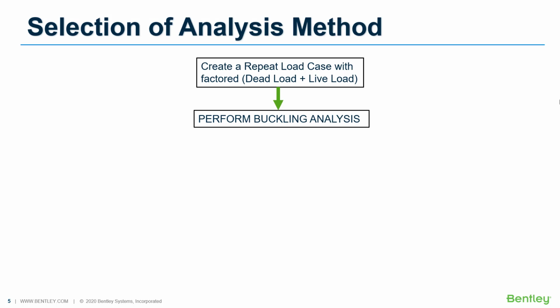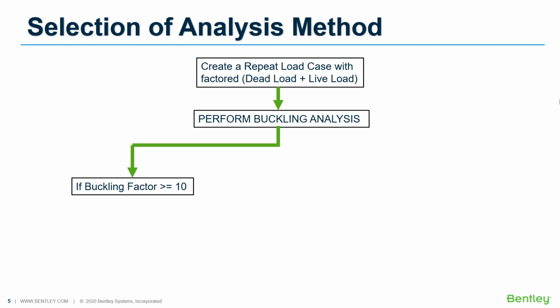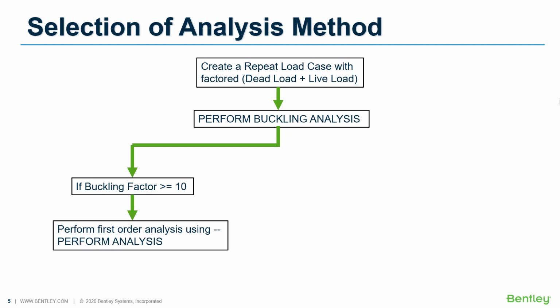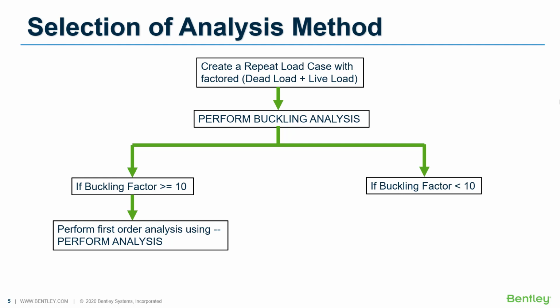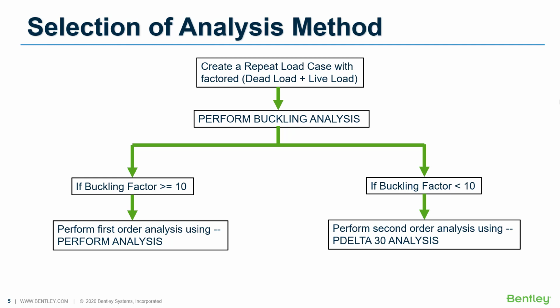So to fix the analysis method, the first step is to create a factored dead and live load case for which we need to perform the buckling analysis. Once the analysis is performed, we can check the buckling factor in the post-processing table or in the output file. If the buckling factor is greater than or equal to 10, then for that model, we can use the perform analysis command which performs the first order elastic analysis. And if the buckling factor is less than 10, then we should go for the second order analysis, for example, P delta analysis which considers both the small delta and large delta.